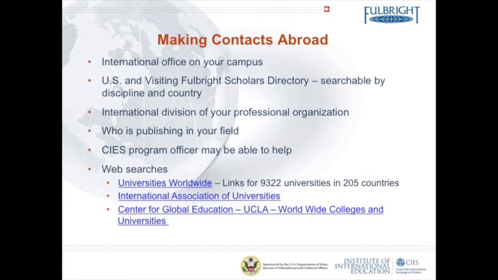The Fulbright Scholar Directory is also something that I really encourage prospective applicants to take a look at. Also taking a look at who's publishing internationally in your field, and the international office on your campus. It seems like you have wonderful resources available to you here on the Emory campus for faculty development and international exchanges. And then also doing an online web search for universities in the country that you're interested in.